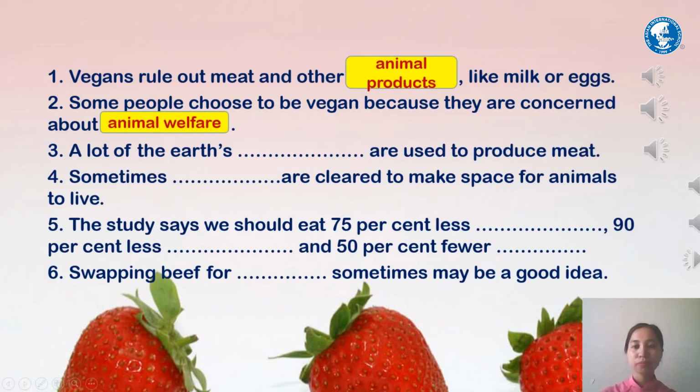You see, a huge amount of the Earth's resources go into raising livestock for meat. A huge amount of the Earth's resources are used to produce meat.